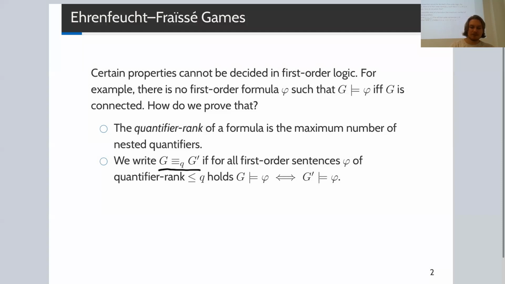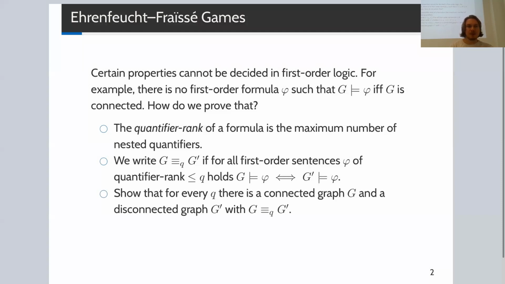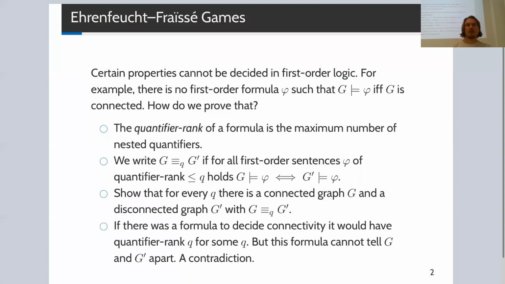And then we're going to show that for every q, there will be a graph G that is connected and a graph G prime that is disconnected, and they will be q-equivalent. And assuming now there was a formula to express connectivity, then this had some fixed quantifier rank q, and this formula cannot tell G and G prime apart because they're q-equivalent. That's our contradiction.